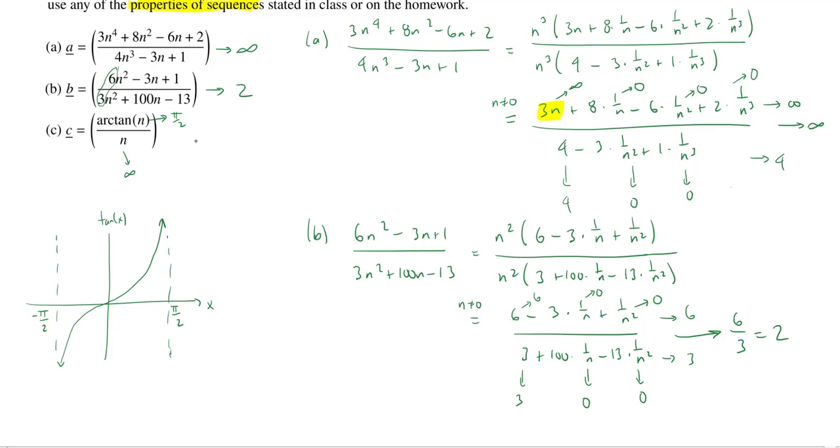So we have a fraction where the numerator is converging to pi over 2. The denominator is blowing up to infinity. And so in total, the ratio is going to go to 0. Okay, there we go. We're using our properties all over the place. And hopefully this gives you a little bit of insight as to what you should be writing down for these problems.